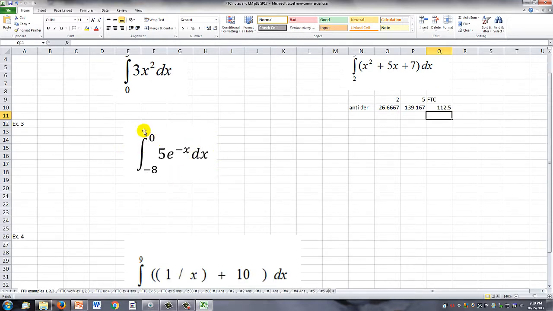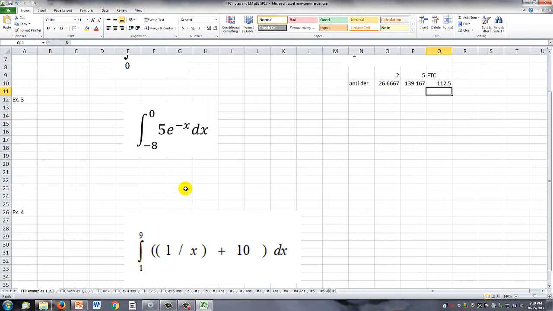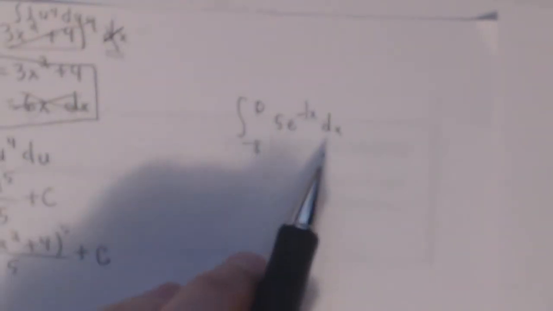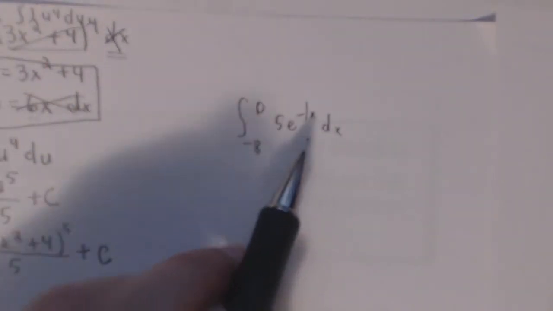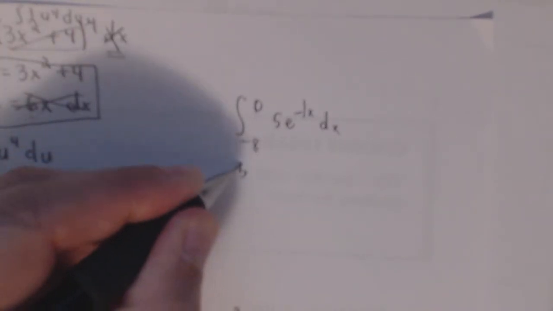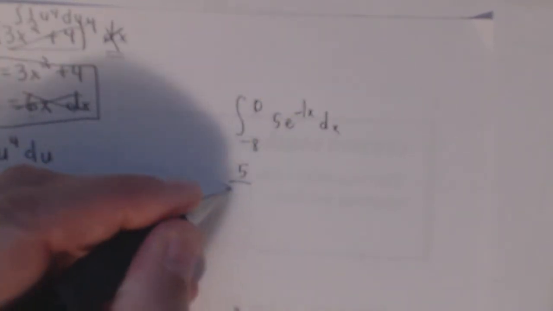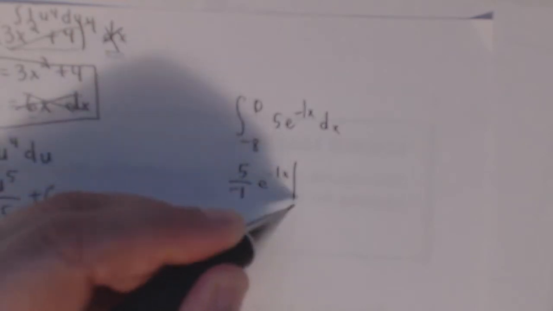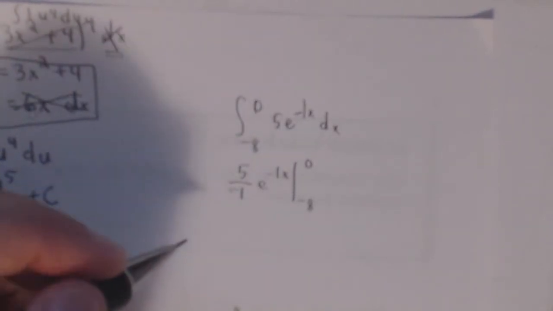Now this one requires you to put the antiderivative on paper before you try to type it in, I suggest. So let's do that. Okay, so we want to take the antiderivative of this before we type it in. This is a linear power here, so I can use the shortcut. So the constant comes down and is divided by the derivative of the exponent, which is negative 1, times e to the negative 1x. We don't need plus c because we're evaluating it from negative 8 to 0.